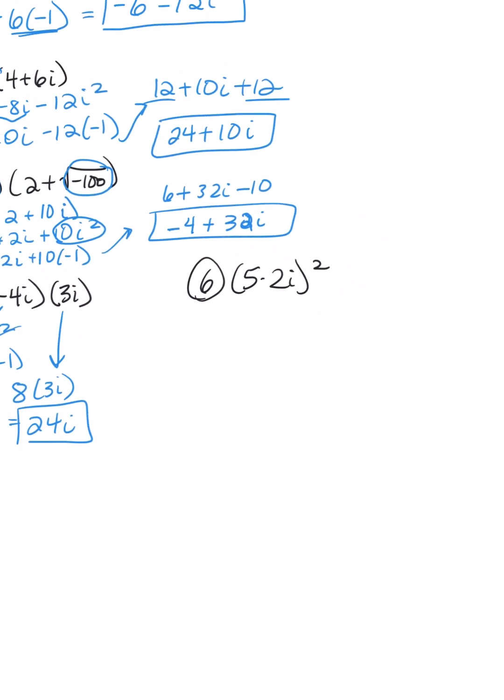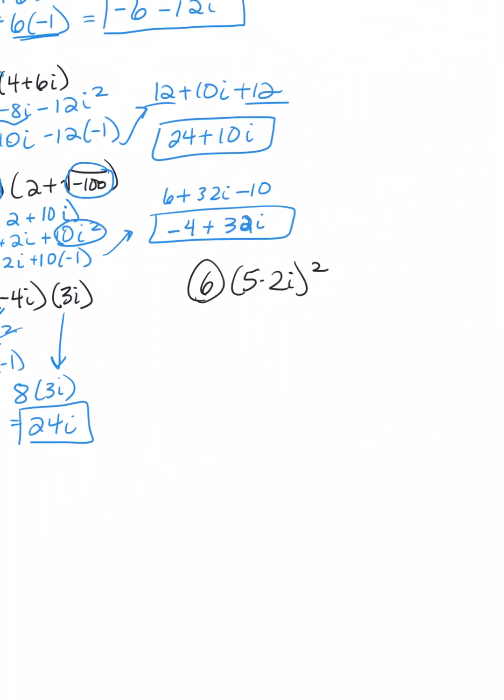And then last but not least, let's look at number 6. 5 minus 2i squared. So I need to expand this guy. So 5 minus 2i times 5 minus 2i, and I'm going to FOIL it. So first terms, I get 25.